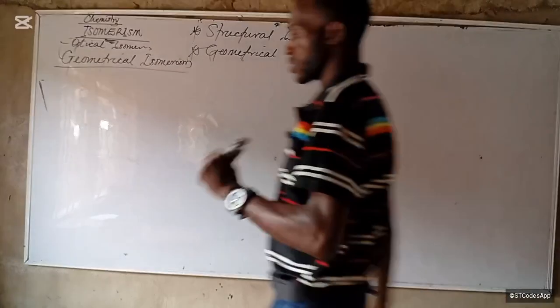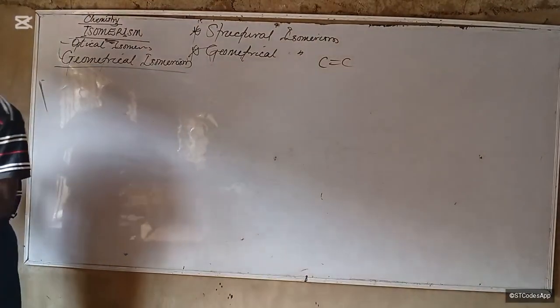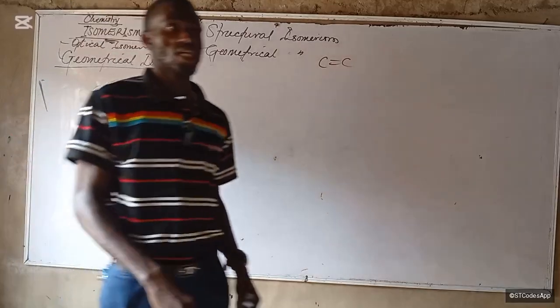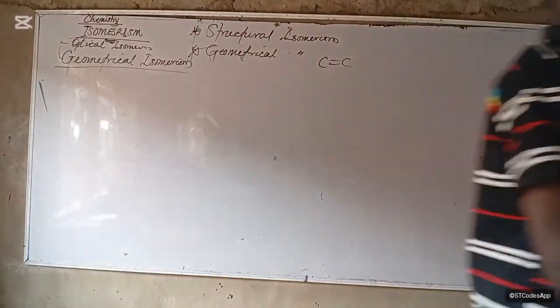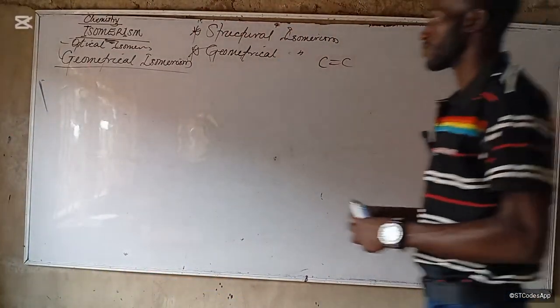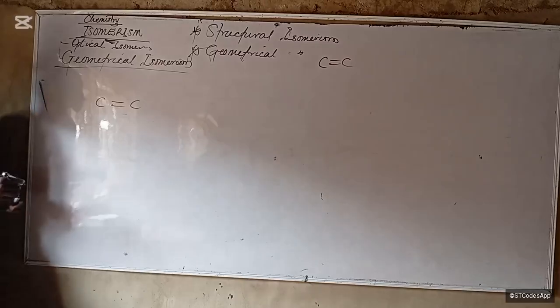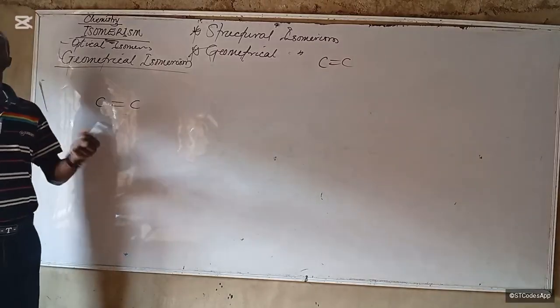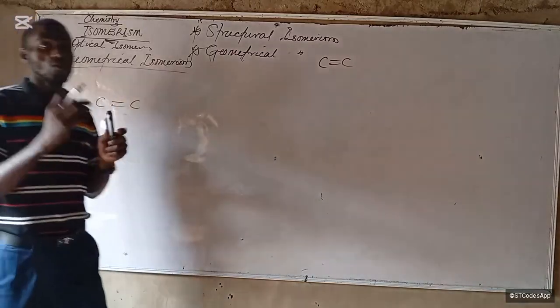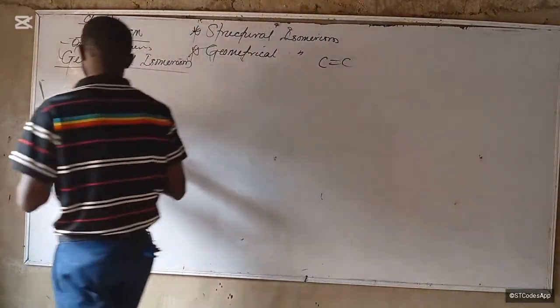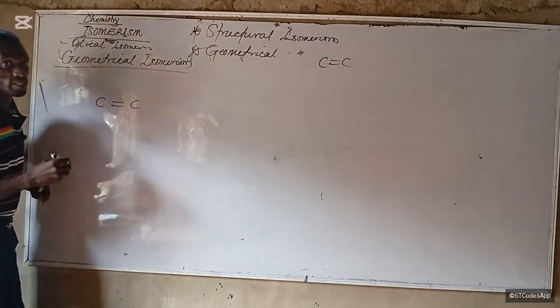Consider an ethene molecule. A double substituted ethene molecule. So look at ethene now. I substitute twice, say with the same substituent. Is that okay? I'm substituting with the same substituent. So let me use chlorine.